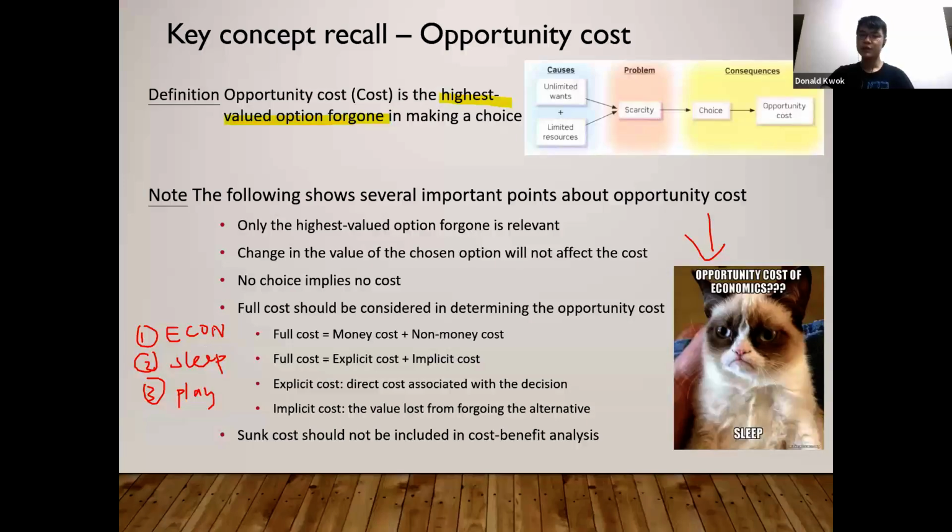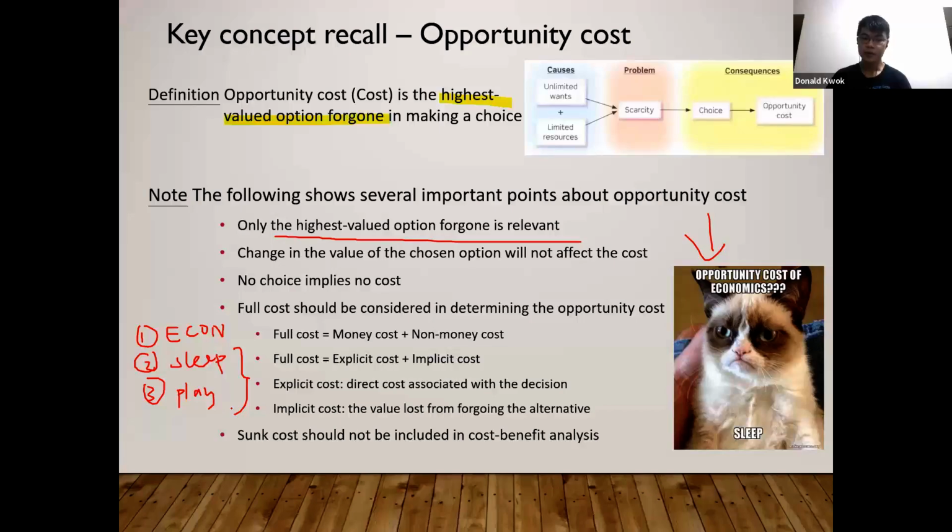If you're considering the cost of attending the tutorial, only the highest value option foregone is relevant. This means that among the foregone options, which are these 2 options, you only consider the value of sleeping as your cost of attending the tutorial, right? So only the highest value option foregone is relevant.